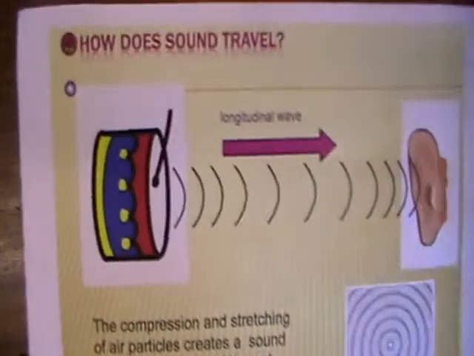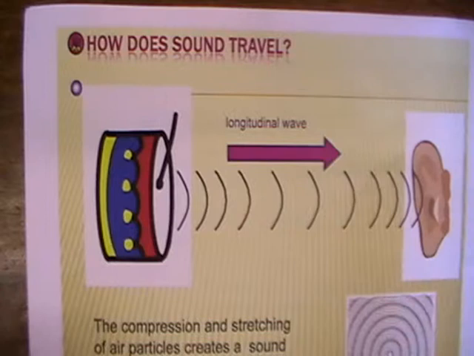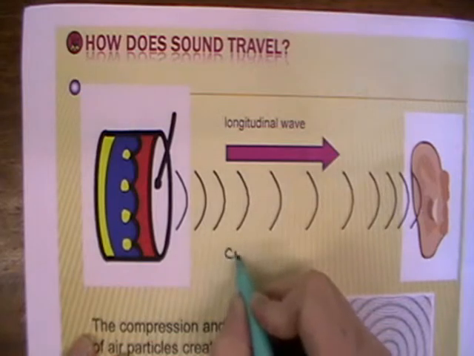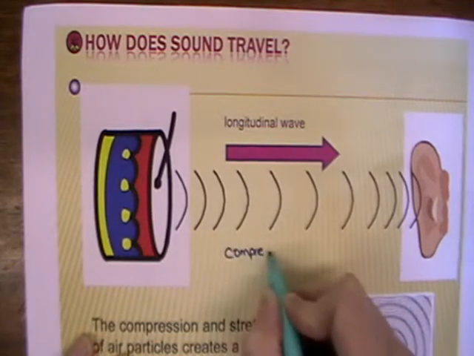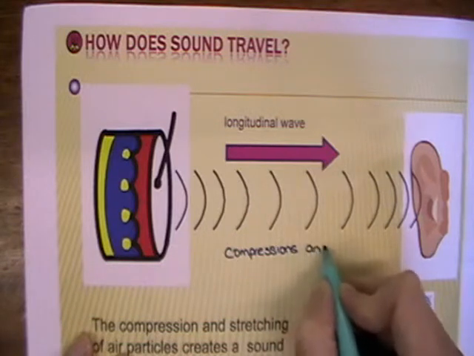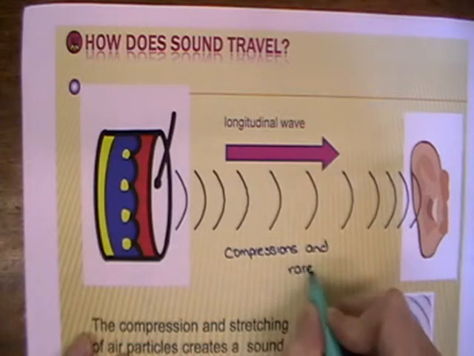So how does sound travel? So we've already mentioned this a little bit too. Sound travels from the source of sound to your ear. And sound travels as a longitudinal wave, so it travels as a series of compressions and rarefactions. And the compressions are where the sound waves are close together, and the rarefactions are where they are far apart.